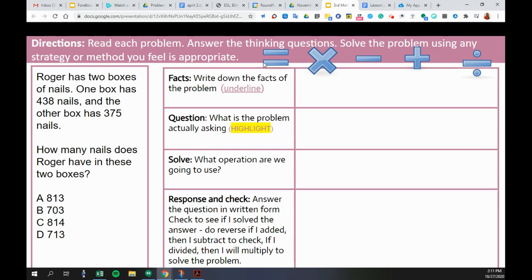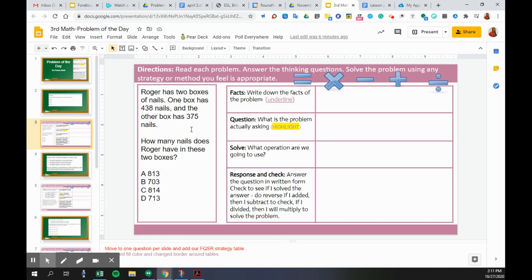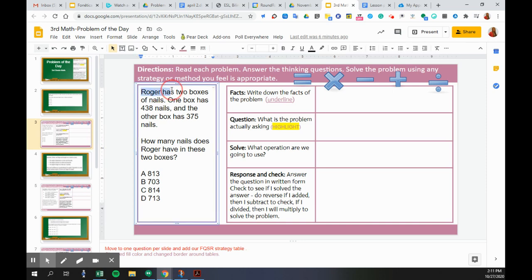I would actually have to exit the presentation if I'm able to use this slide. So I'm going to underline my facts. Roger has 2 boxes of nails. One box has 439 nails, and the other box has 375 nails, right? So Roger has 2 boxes of nails, and I'm going to underline that because it's a fact. Box one has 439 nails, so underline it. And the other box has 375 nails.